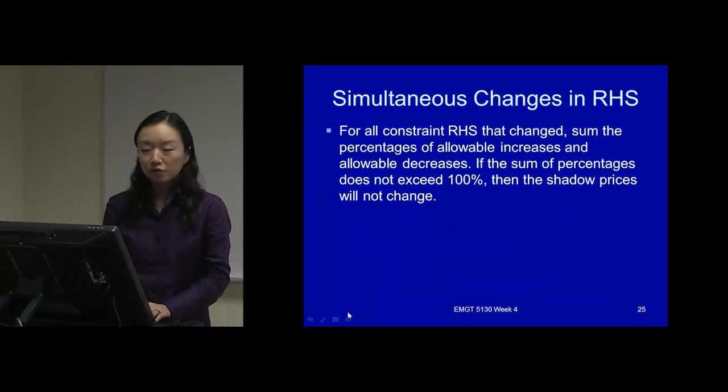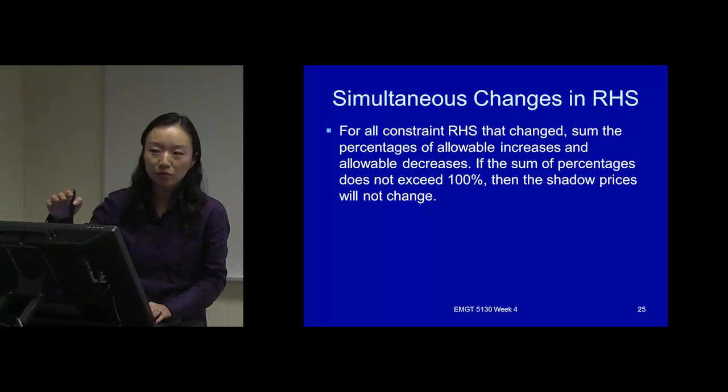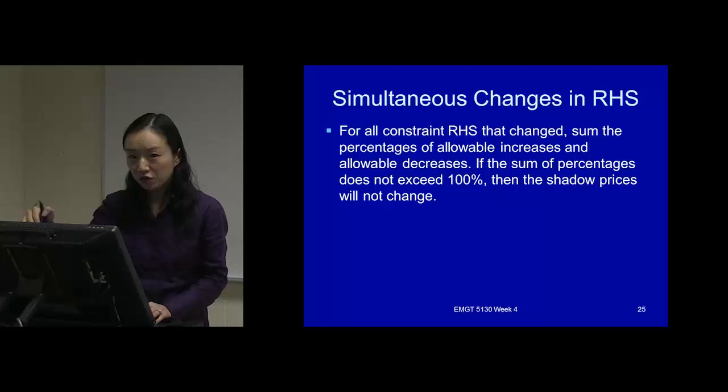It only tells you how your objective function value is going to change. Again, for simultaneous changes in the right-hand side, remember the shadow price holds only when you change one of them while the other coefficients remain the same.